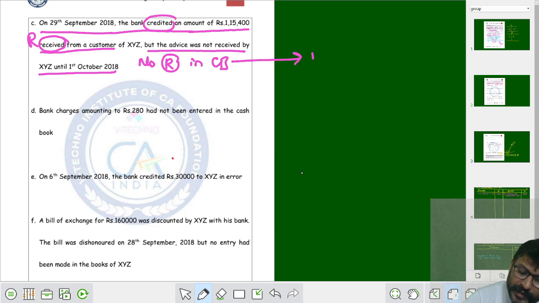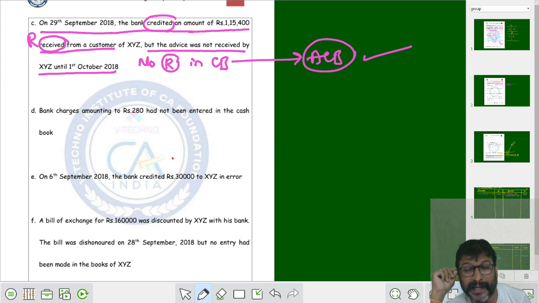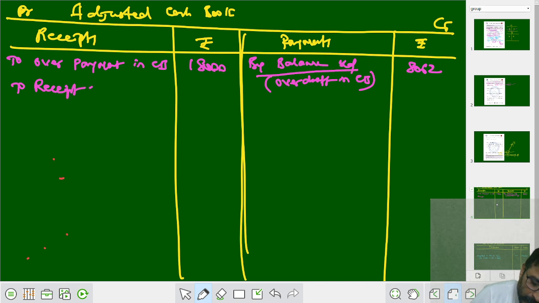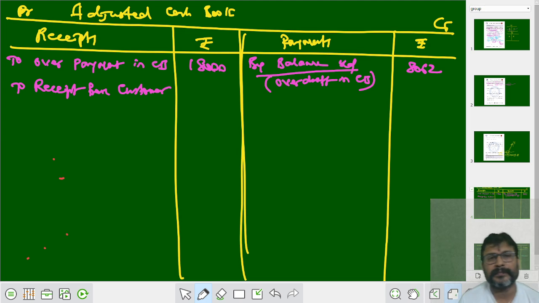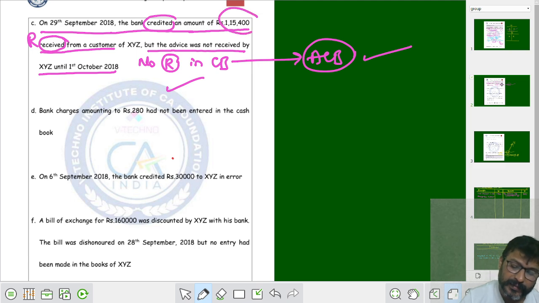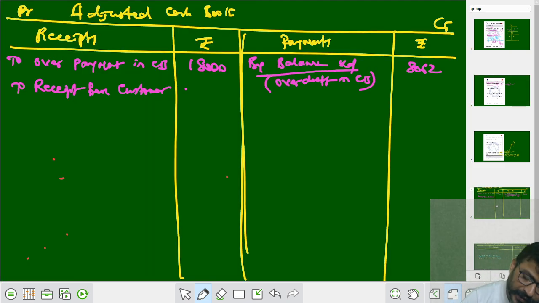When there is no receipt in cash book, where does it come? It comes in ACB because it is a mistake in the cash book, right? So what do we have to write in the cash book? Now we have to record receipt from customer, because the receipt has not been recorded in the cash book. So what to do? Put it on the receipt side. How? Receipt from customer, received from customer. How much is received? 1,15,400.